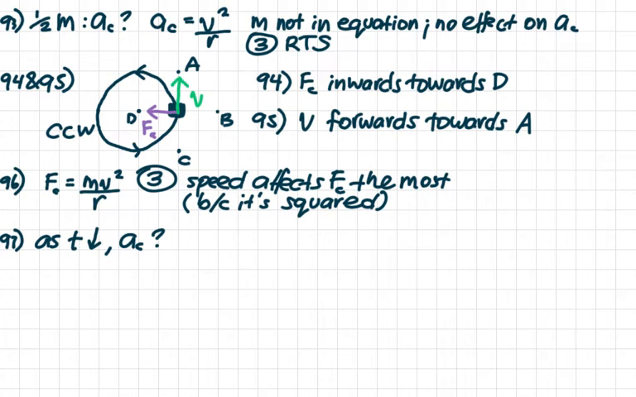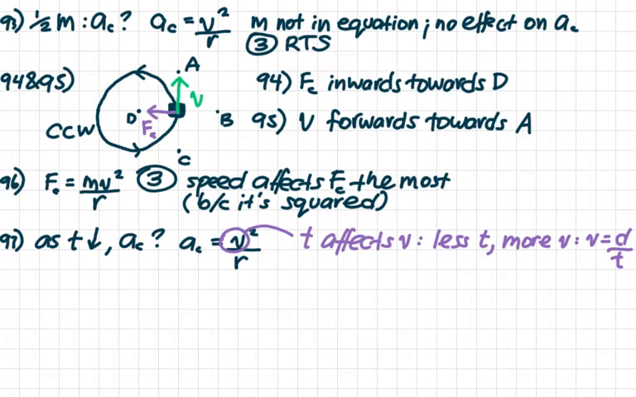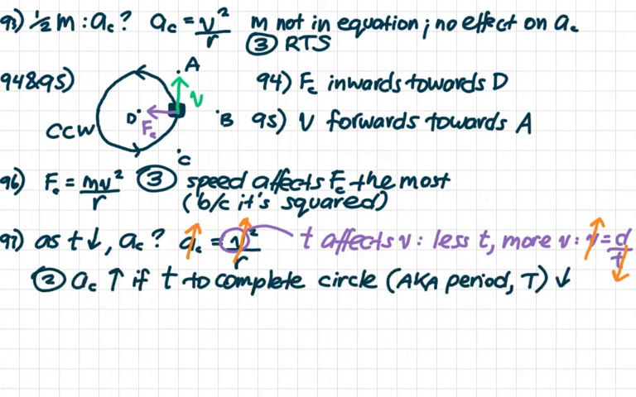Well, looking at the formula for centripetal acceleration, on the face of it, time isn't obvious. You might say, well, time's not in the formula, so there's no effect. But wait a minute, time is in the formula. Time obviously affects the speed. If you can complete a circle in less time, you must be doing it faster, like v equals d over t, and this is constant speed, so I can refer to that formula. As my time decreases, that means a faster speed, and if I have a faster speed, I'm going to have a greater centripetal acceleration. So yes, choice 2, centripetal acceleration increases if the time to complete a circle, which we call the period, decreases.